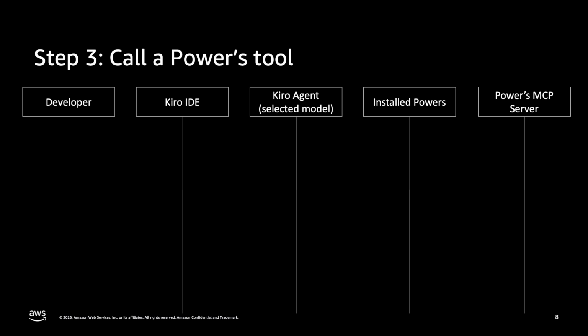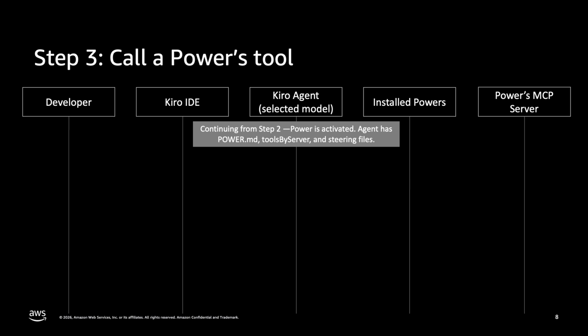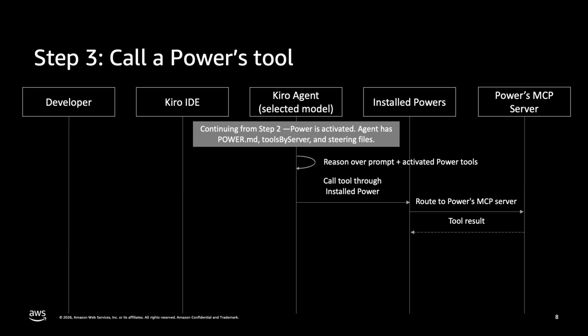Continuing from where you left off, the power is activated and the agent now has the tool schemas in context. So the agent starts reasoning over your prompt along with activated power tools. When it decides it needs to search the Strands documentation, it calls the tool through the installed power. The power routes that call to the MCP server, which does the actual work and returns a result.